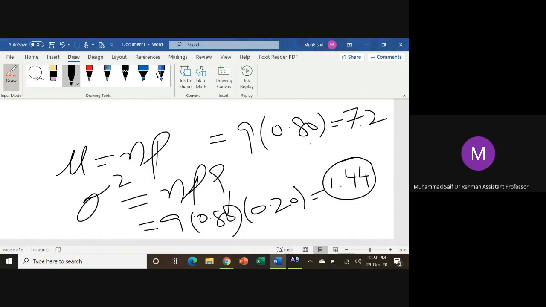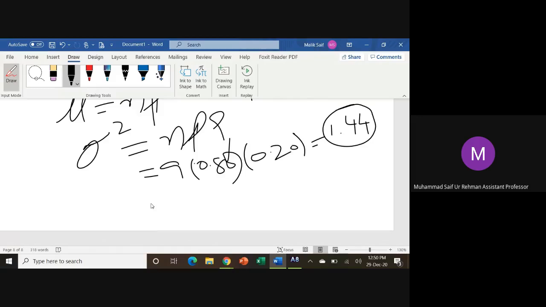So you are familiar with the concept of variance. In this way, you can find out mean and variance. And if you're interested in finding out standard deviation, you will simply take the square root of variance. So standard deviation in this case is the square root of 1.44, which is 1.2. So this is standard deviation.